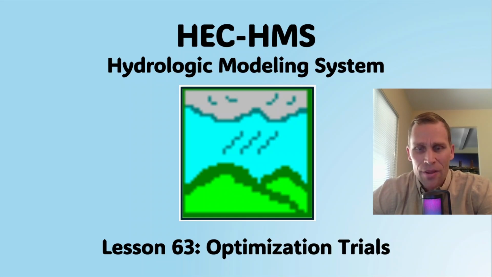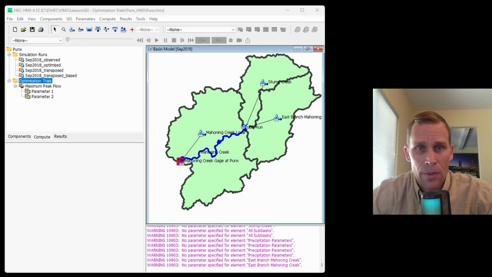Welcome and hello. This is a video tutorial on HEC-HMS, and in this lesson, I'm going to describe optimization trials. We're going to go ahead and create an optimization trial and then talk about what's involved to get it set up and ready to run. What I have on my screen here is a watershed that's already been set up and delineated, and it's ready for an optimization trial to be added to it.